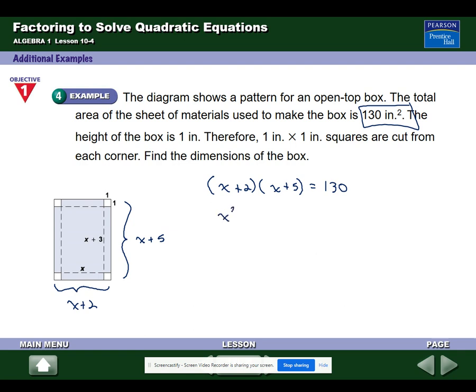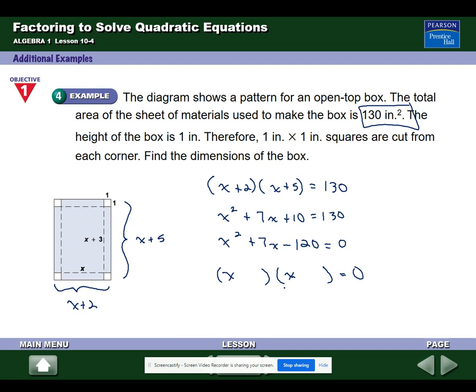Watch. X squared plus 5x plus 2x would be plus 7x plus 10 equals 130. Then if I subtracted 130 from both sides, you'd have what you see there, which is equal to 0. And then we can go ahead and factor that back out. X and x. It could be 15 and 8.